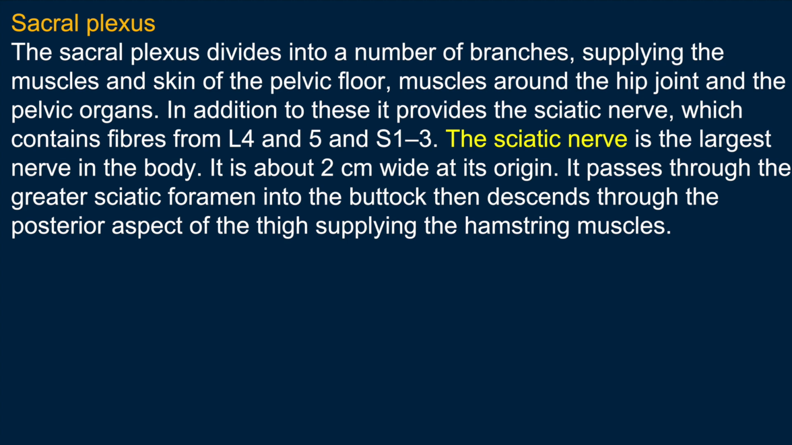In addition to these, it provides the sciatic nerve, which contains fibers from L4 and L5 and S1 to S3. The sciatic nerve is the largest nerve in the body. It is about 2 cm wide at its origin. It passes through the greater sciatic foramen into the buttock, then descends through the posterior aspect of the thigh, supplying the hamstring muscles.